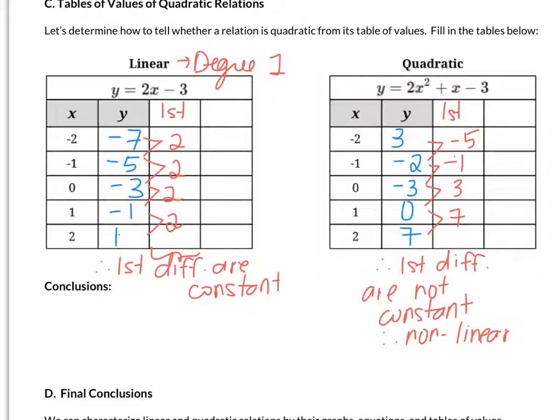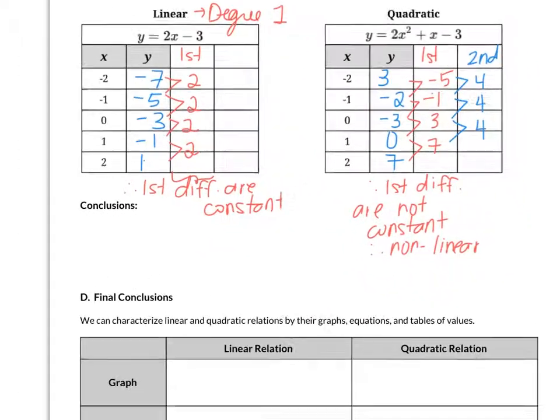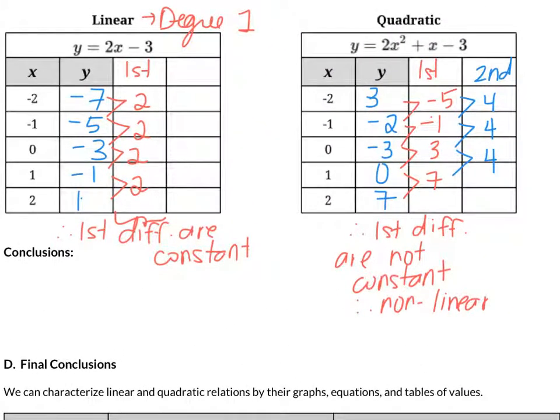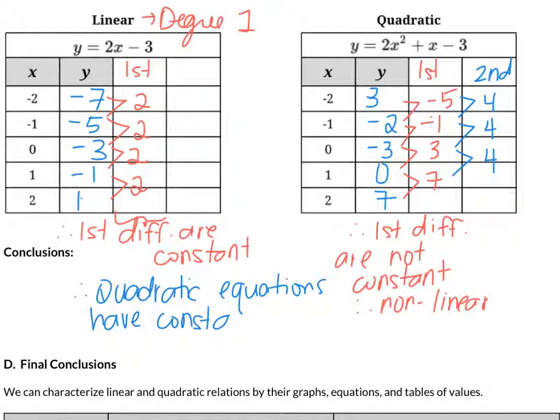Okay, so let's try the second differences now. Second differences is almost exactly the same process as the first differences, it's just now you're subtracting the first differences numbers. So 7 minus 1 is 4, 3 minus -1 is 4, and -1 minus -5 is also 4. So we can see that our degree is 2 and our second differences are the same. So what we can conclude then is that quadratic equations have constant second differences.